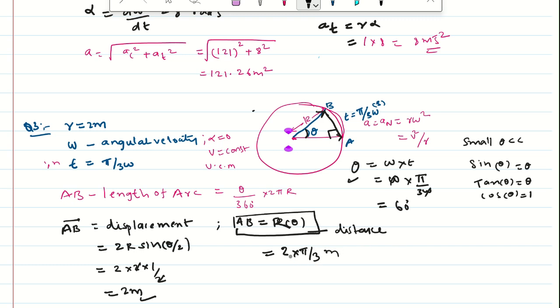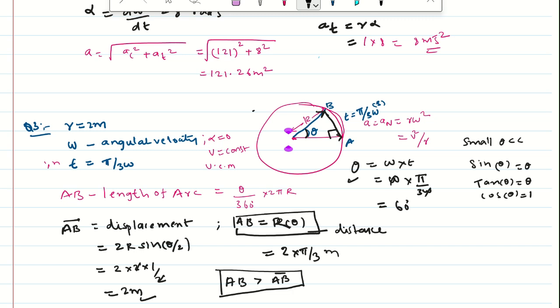That is 3 point something, so it will be more than 2. Distance is more than displacement, very clear. In kinematics we studied this, it is very important. Distance cannot be less than displacement, but displacement can be less than distance. Where displacement is 0, distance may or may not be 0. But when distance is 0, displacement must be 0.